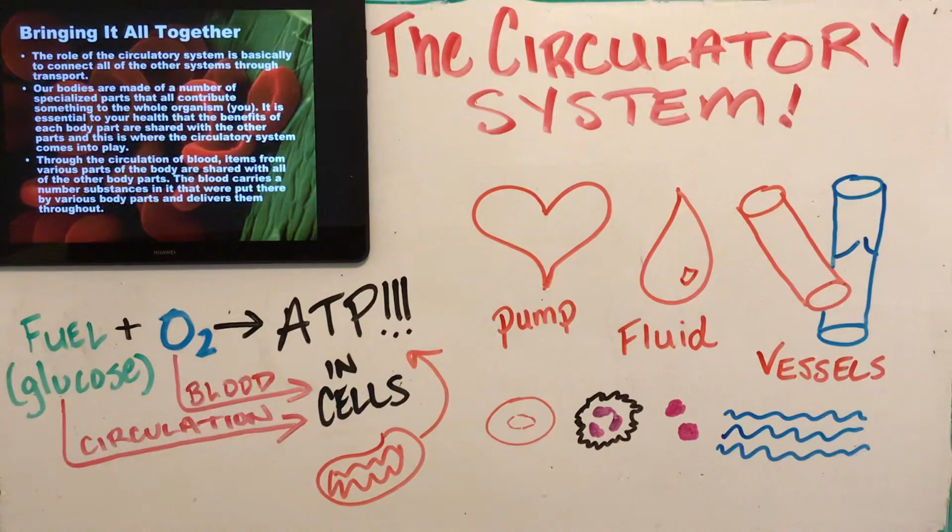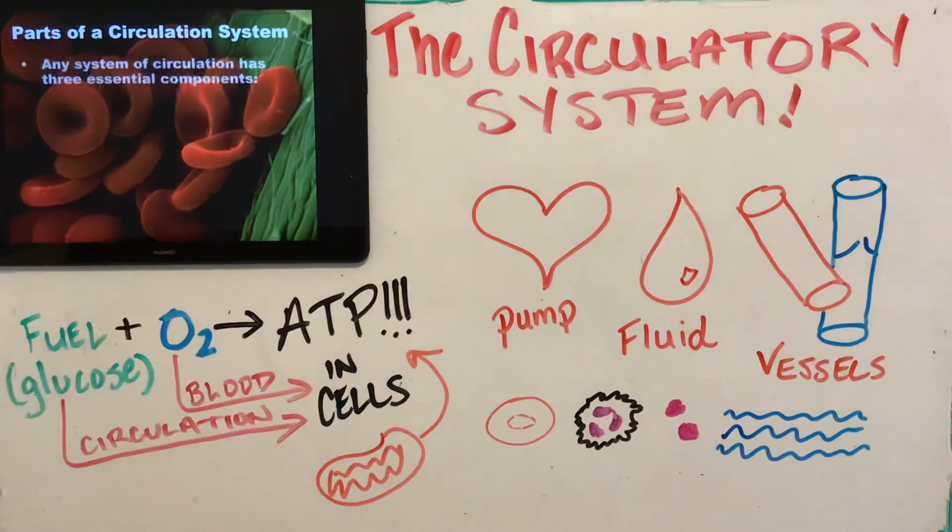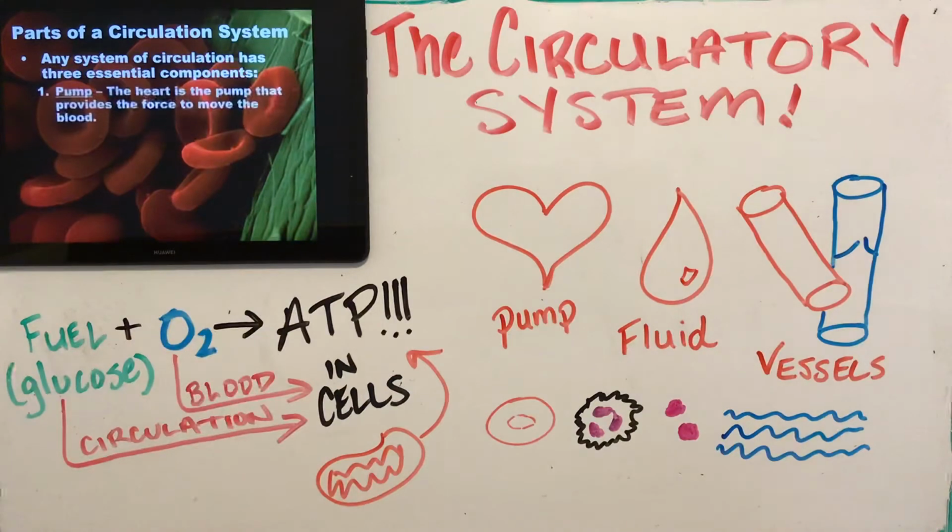All right, we cannot have all this specialization without a way of sharing it, and that's what the circulatory system allows us to do. All right, so any circulatory system or system of circulation has three essential components. There's a pump. Something has to be the driving force that moves the fluid throughout the body or whatever it is you're talking about, right?